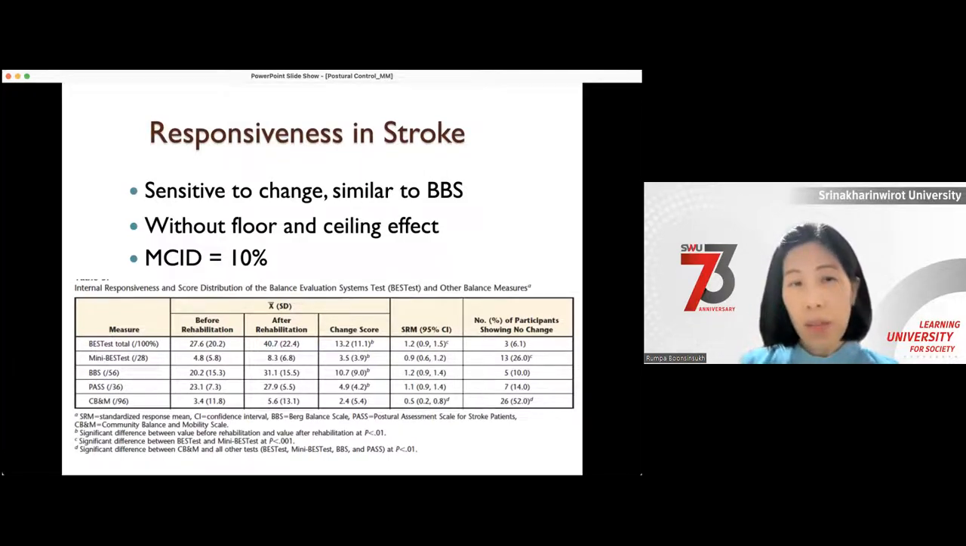The BEST test doesn't have a floor or ceiling effect, okay? As opposed to the BERG balance scale, which can have the floor effect or the ceiling effect. And the MCID of the BEST test in patients with stroke is 10%.